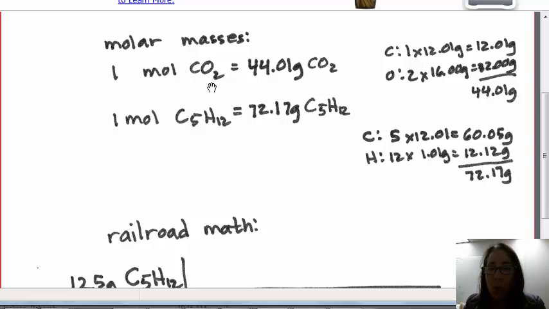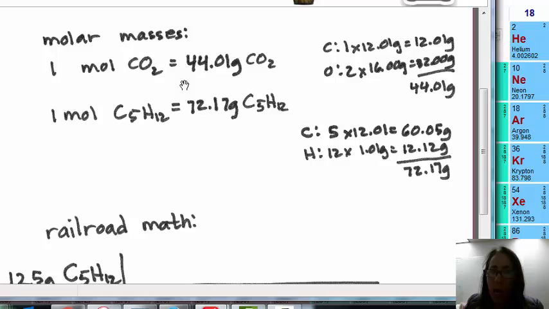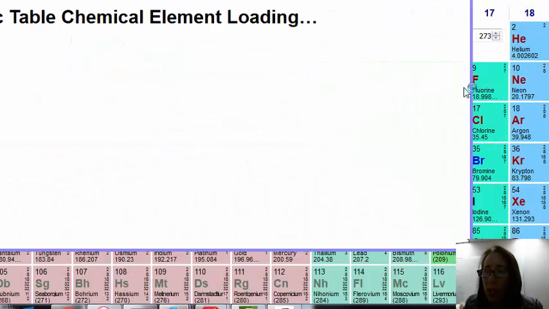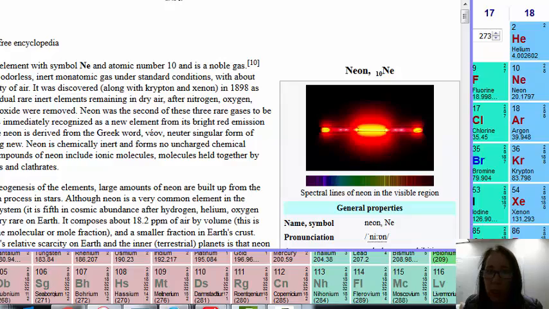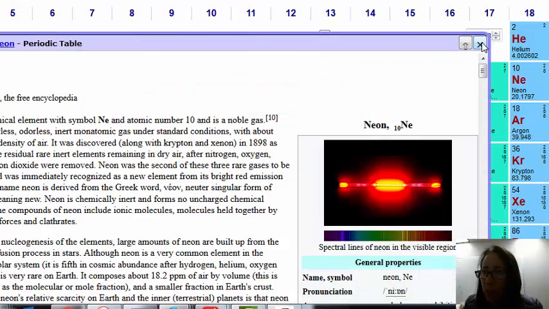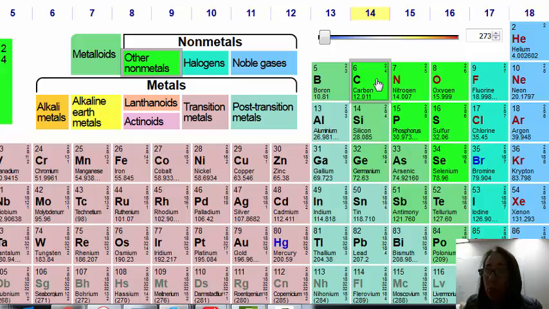To calculate the molar mass of CO2, I look at the chemical formula, which tells me I have 1 carbon and 2 oxygen. Then I look at a periodic table and I see that carbon has a molar mass of 12.01 grams. I'm going to round to the nearest hundredth. And oxygen, if I round to the nearest hundredth, has a molar mass of 16 grams.